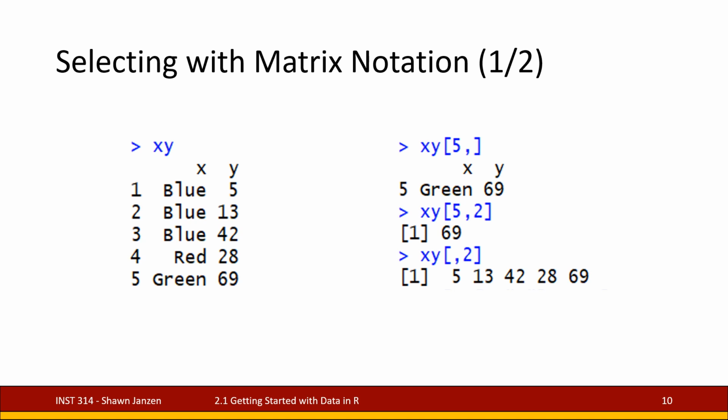If I said, give me the fifth row, second column, then I would plug in the numbers. So I have xy, square bracket, 5, comma 2, and that shows me 69. Conversely, I could say, give me an entire column of data and not worry about what row it is. So by using xy, square bracket, no value, just leave it empty, comma 2, square bracket to close, I'm saying, give me all of the rows, but give me all of column 2, regardless of what row it's on. So in that case, we're getting everything that was in y.